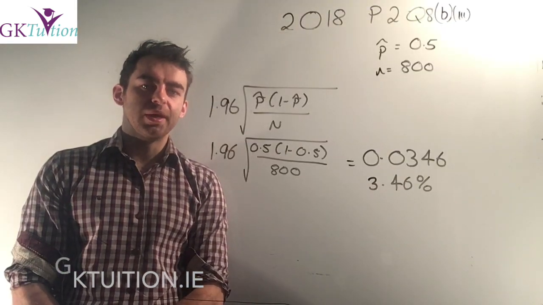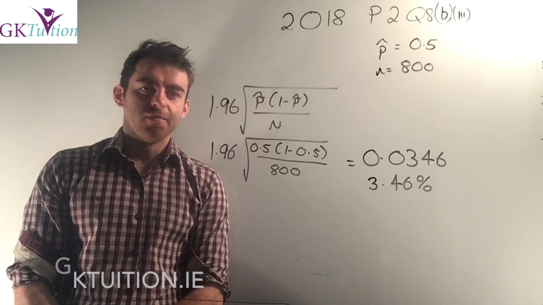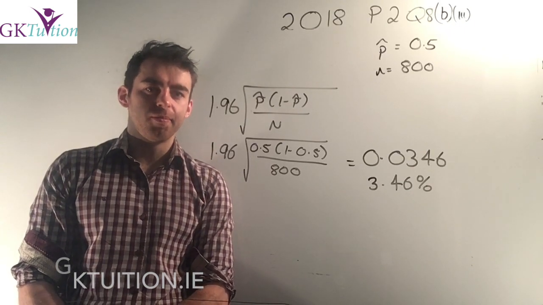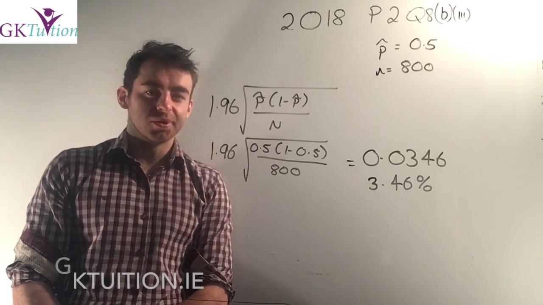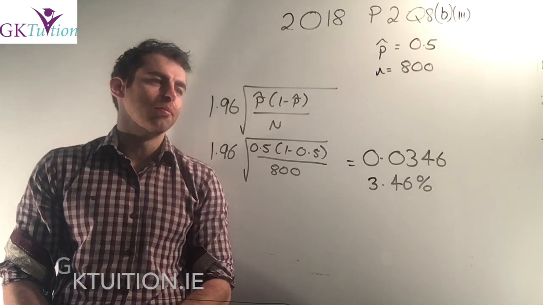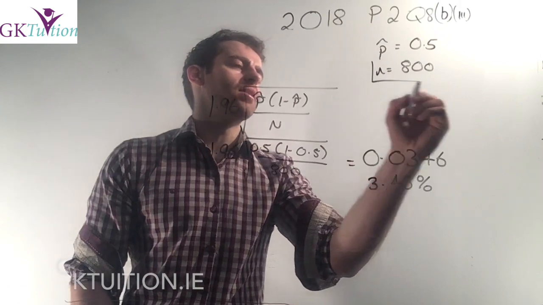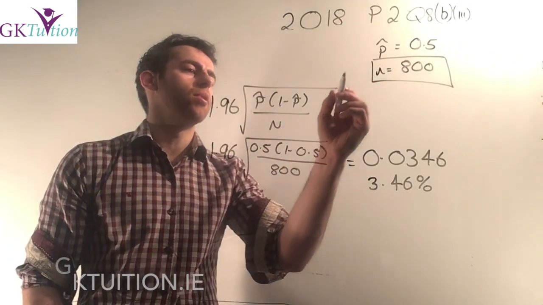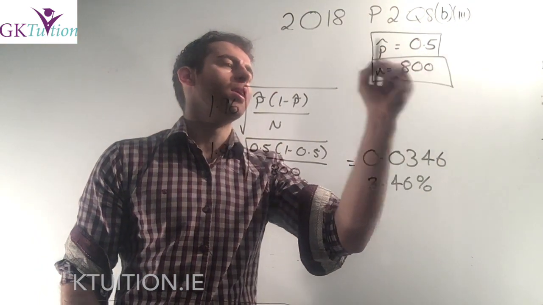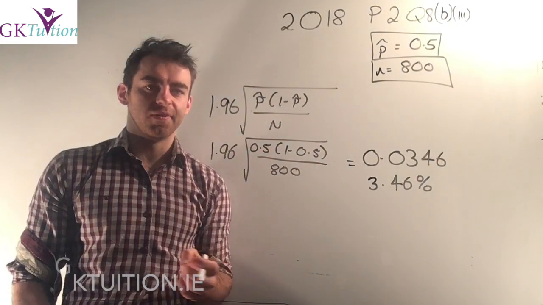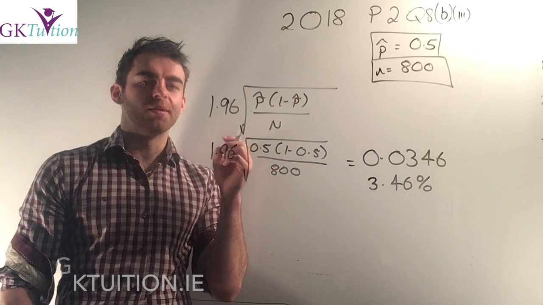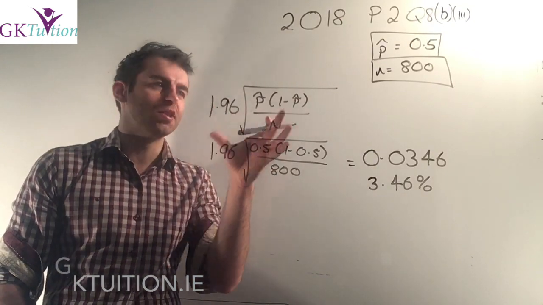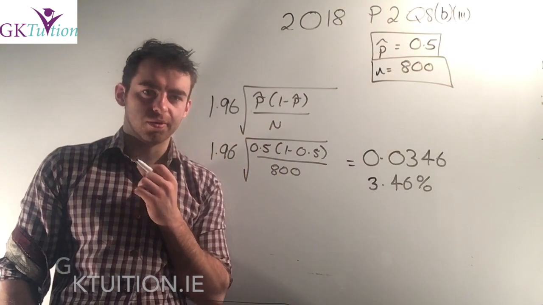Now the last part of B says to hence find the maximum possible radius of a 95% confidence interval for a population proportion of a sample size of 800 people. So the sample size in this case is 800. It says the maximum possible one. If I want to get the maximum possible value, then my p hat needs to be 0.5. Because I've just worked out that to maximize the width of my confidence interval, my proportion needs to be 0.5.